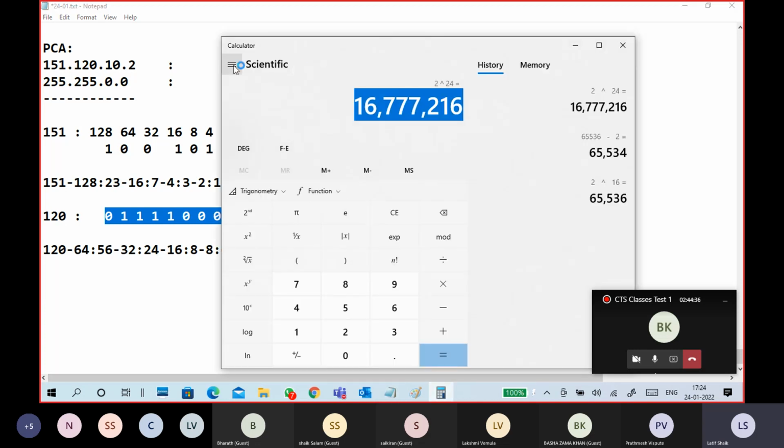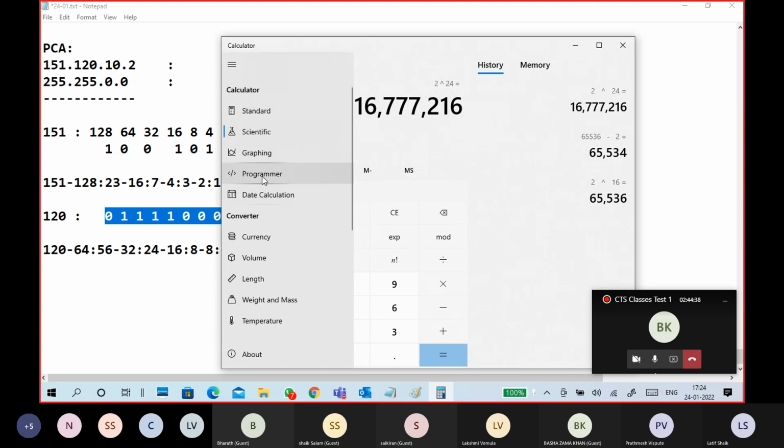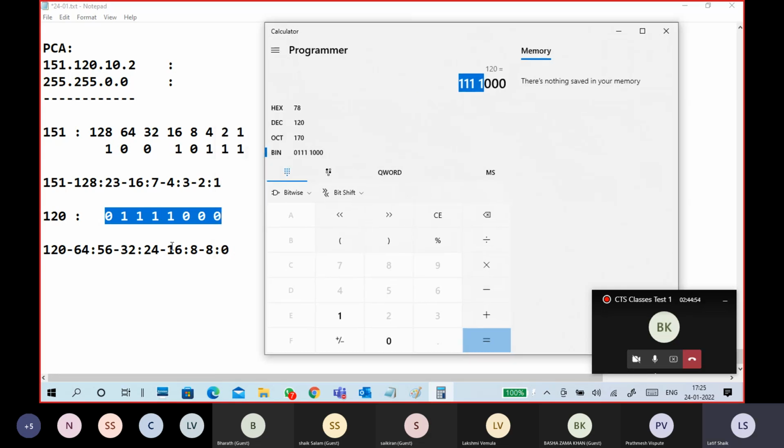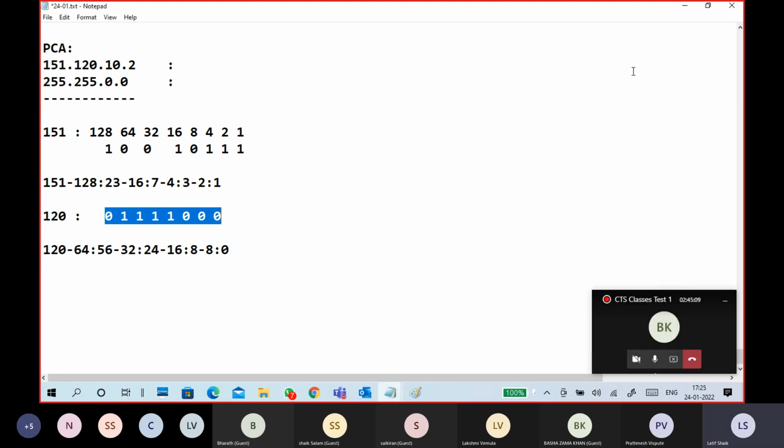If you have a doubt, go to the calculator, Programmer mode. This is decimal number 120. So in the binary equivalent, you can see 4 ones and 3 zeros. Same goes here. It is 151, which is 1001 0111. Like this you can convert it.